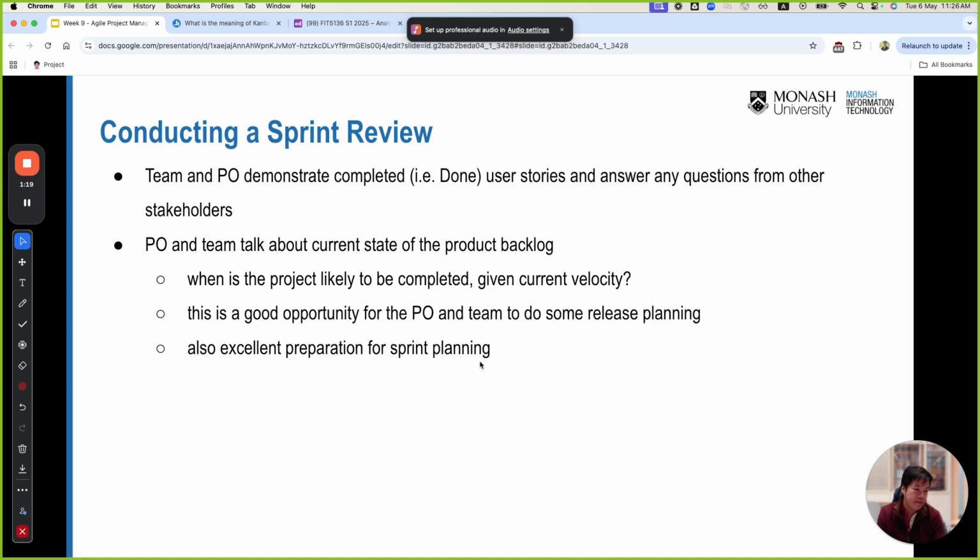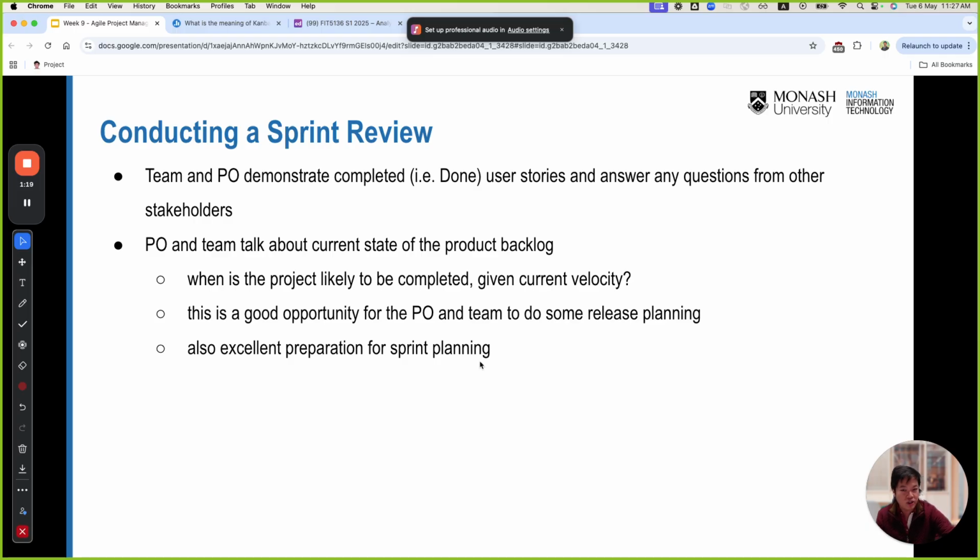Okay, so the team and the PO, the product owner, demonstrate the completed user stories. What is the user story? Has it been completed? You should answer any questions from the other stakeholders. The PO and the team talk about the current status of the product backlog. When is the project likely to be completed given the current velocity?